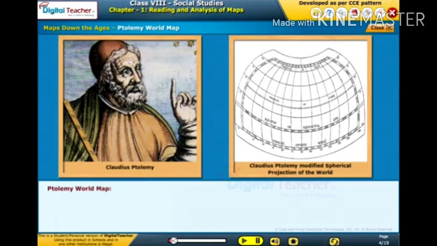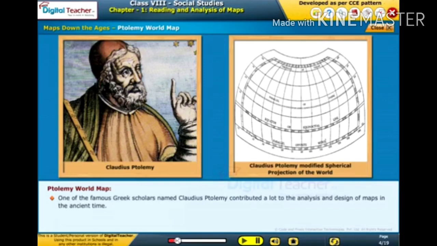Ptolemy World Map. One of the famous Greek scholars named Claudius Ptolemy contributed a lot to the analysis and design of maps in the ancient time. He prepared accurate world maps using latitudes and longitudes.